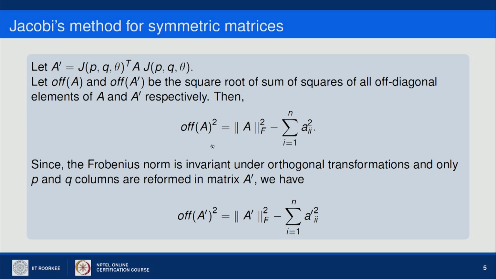Then off A square will be the square of the Frobenius norm of A minus the sum over i equals 1 to n of a_ii square. So, what are we doing? We are taking the square of all the elements and subtracting the diagonal elements.